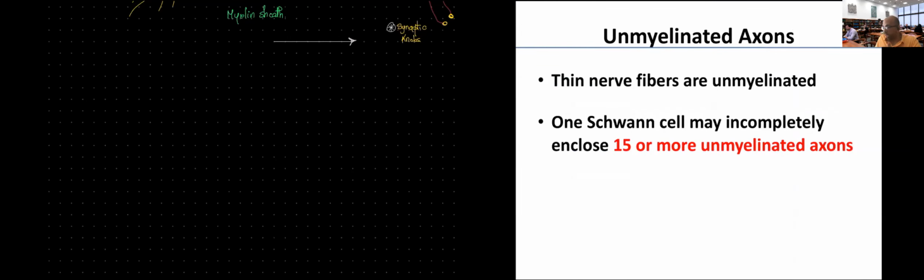Some axons will be unmyelinated, so they would be thin nerve fibers. They have only one Schwann cell for each 15 or more nerve fibers, so they don't have a lot of wrapping to them, so they don't have any significant myelin sheath around them, and this will make those nerve fibers have a much slower speed of electrical conduction.